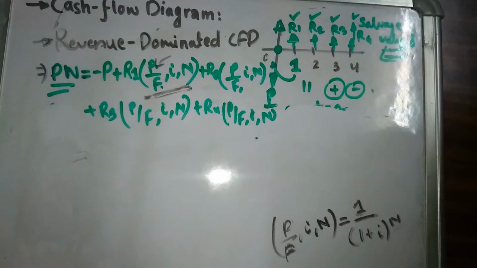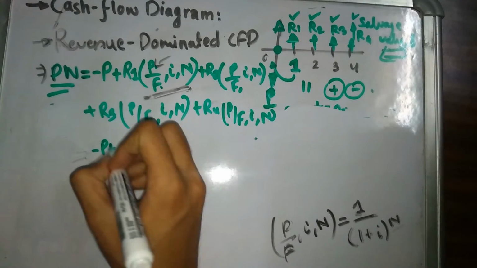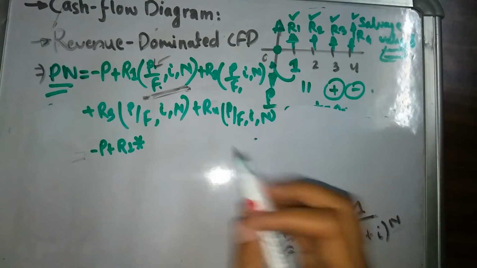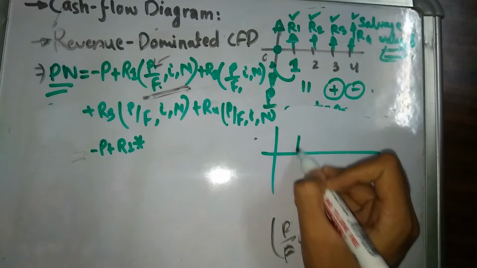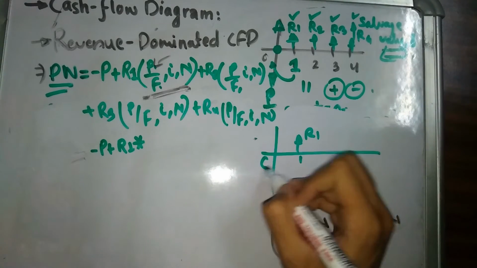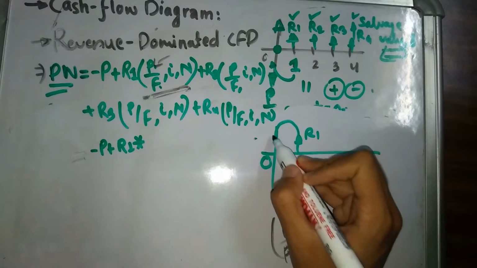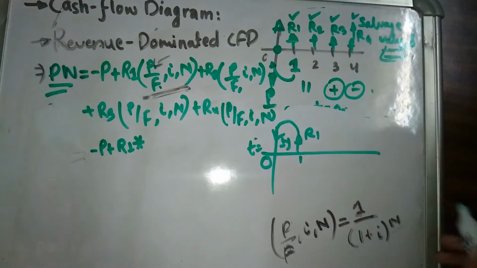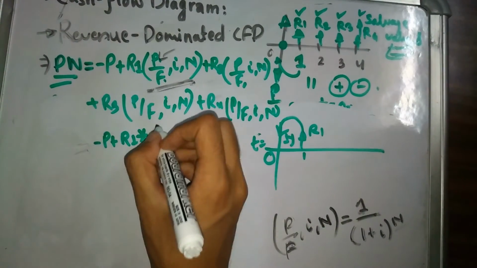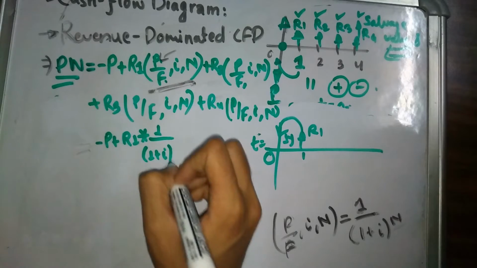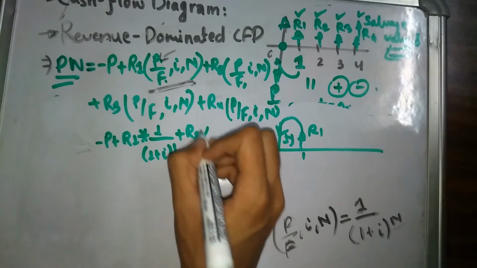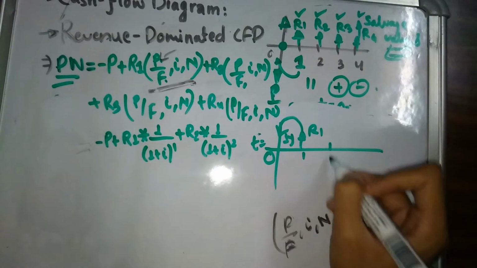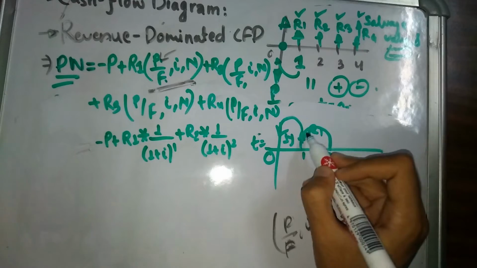So firstly we have minus P. So minus P is going to be written as minus P plus R1 into, so for our R1 the number of years, why don't we just draw one more figure. So I have R1 over here, at time t equals 1. So we are going to convert this future value to time t equals 0. So we have a gap of 1 year, so our value of n is going to be 1 here. 1 divided by 1 plus I raised to the power 1, plus R2 into 1 divided by 1 plus I raised to the power 2. So hopefully you have understood why I have taken 2 over here.